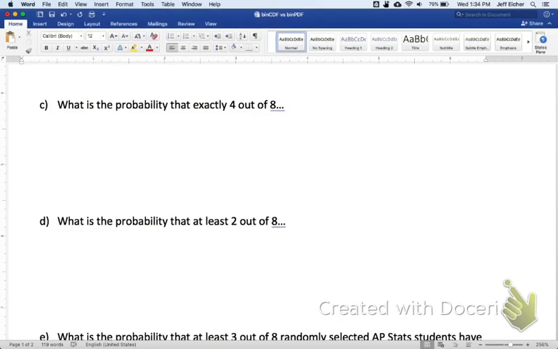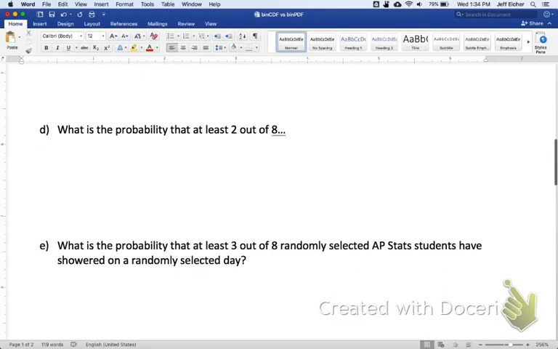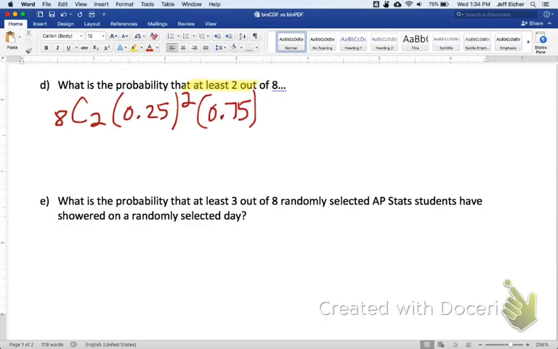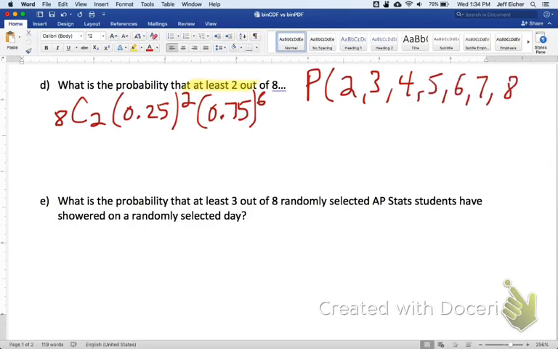So that was C. Now let's look at the other function on our calculator, BinomCDF. I know that this is going to be BinomCDF because of this very important term right here, at least 2. So at least 2, if you think about it, at least 2 means we have to do 8 choose 2, 0.25 squared, 0.75 to the 6. That's 2, but at least 2 would be the probability of 2 or 3 or 4 or 5 or 6 or 7 or 8. All these numbers are at least 2.